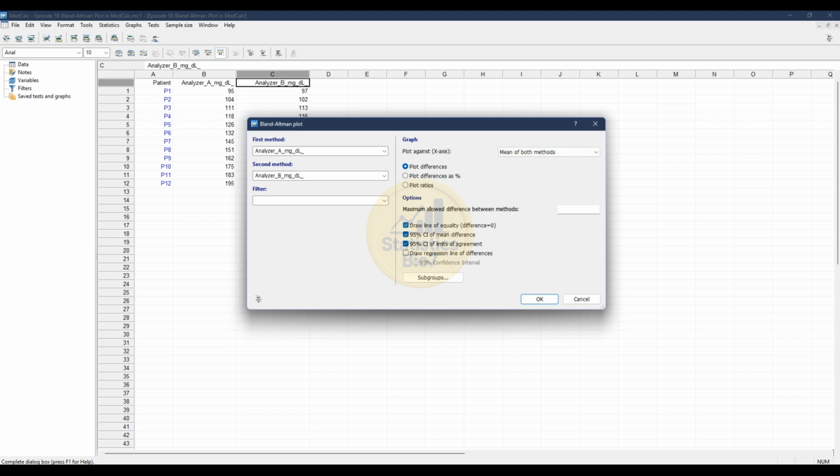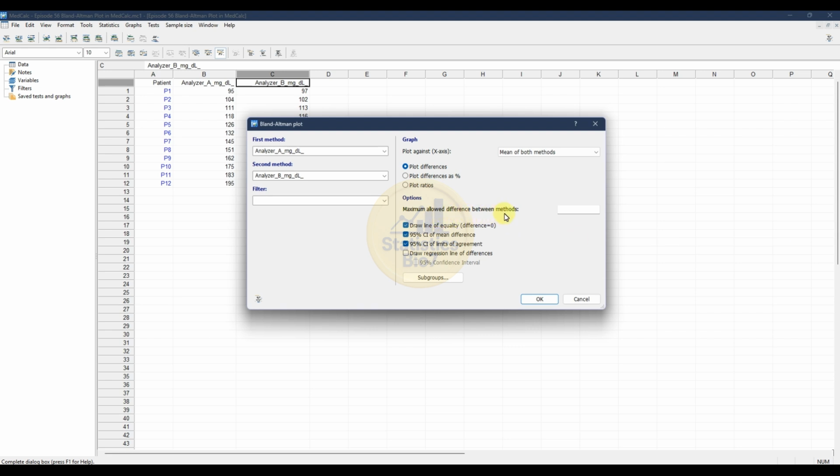Another one is the plot type. The first is plot difference, method 1 minus method 2, which is mostly used for this study and also recommended. The next one is plot difference percentage, which shows the percentage difference, useful when measurements vary widely, commonly used for hormone analysis, protein concentration and ELISA tests. The next one is plot ratios, method 1 divided by method 2, instead of subtraction, useful for multiplicative differences.